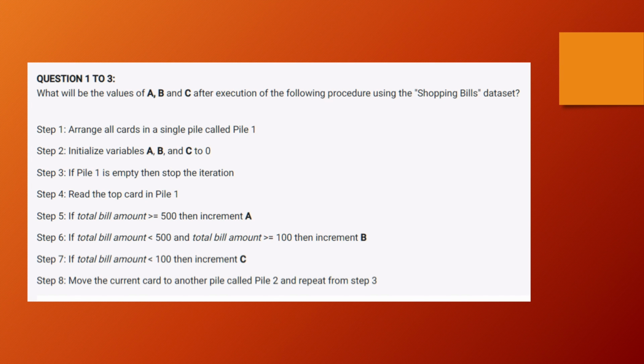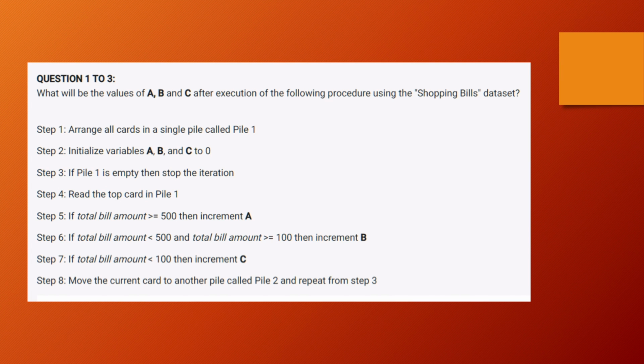So here you can see that these steps are valid for questions 1 through 3. Let's see what the question reads. It says: what will the values of A, B and C be after the execution of the following procedure using the shopping bills dataset? Step 1 says that we have to arrange all the cards in a single pile called pile 1. Step 2 says that we initialize the variables A, B and C to 0. Step 3 says that if pile 1 is empty, then stop the iteration.